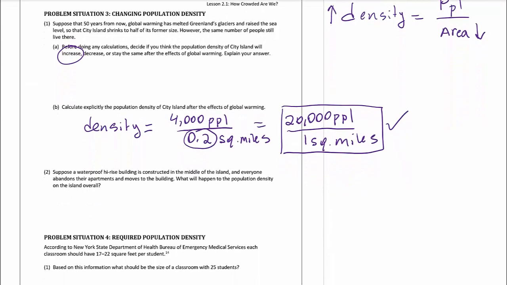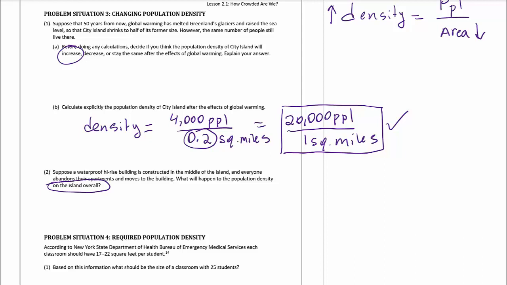Question number 2 related to this as well. Suppose a waterproof high-rise building is constructed in the middle of the island and everyone abandons their apartments and moves to that building. What will happen to the population density of this entire island? Alright, will it increase, decrease, or stay the same? Let me give you a moment to answer that question.